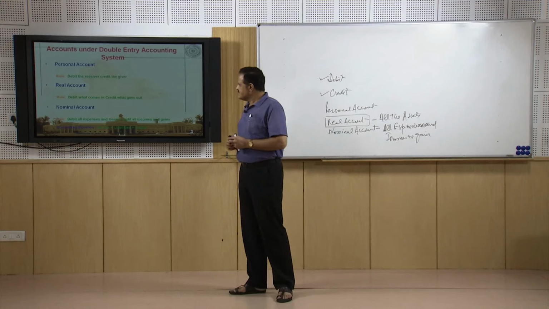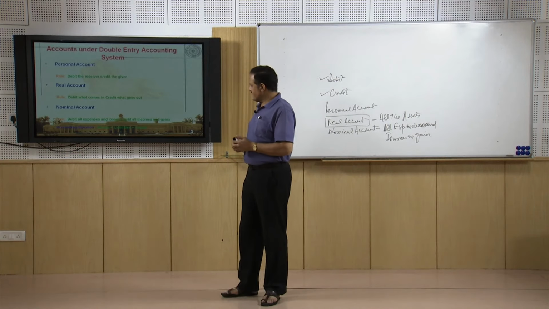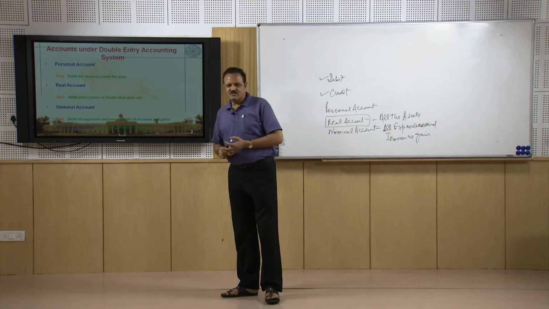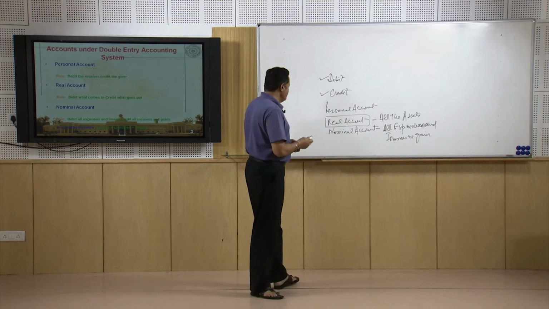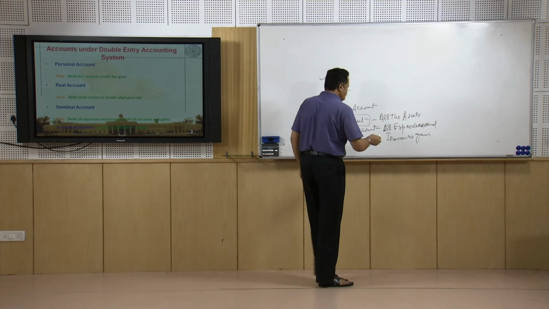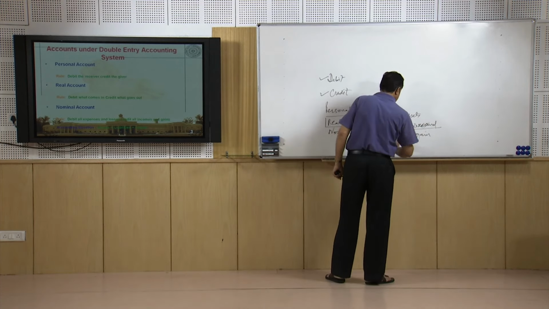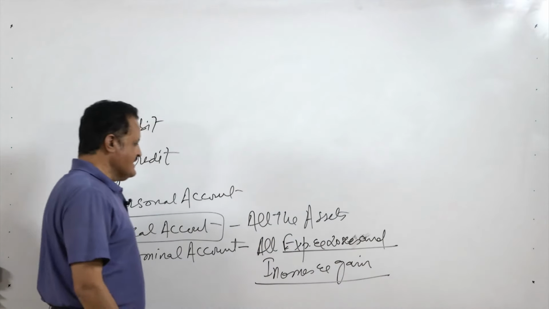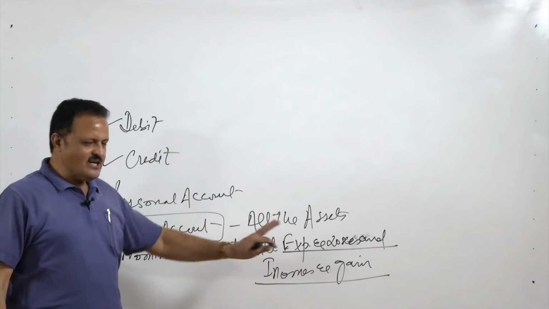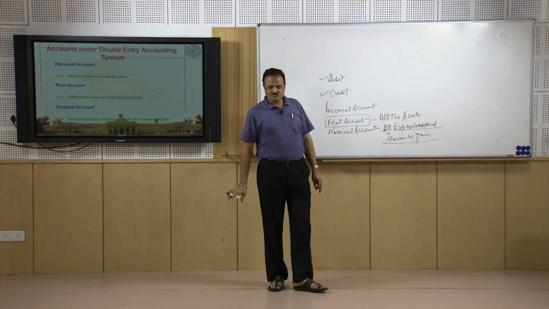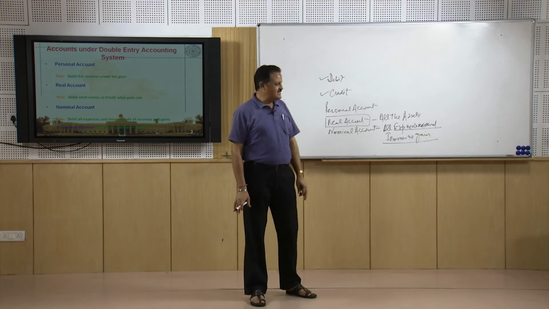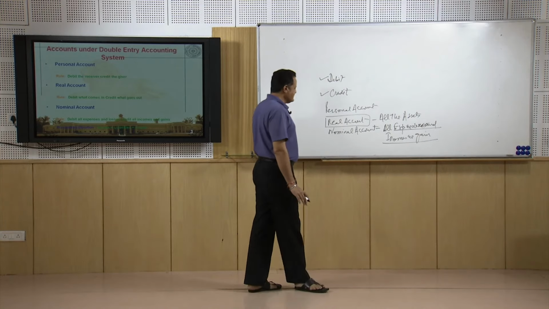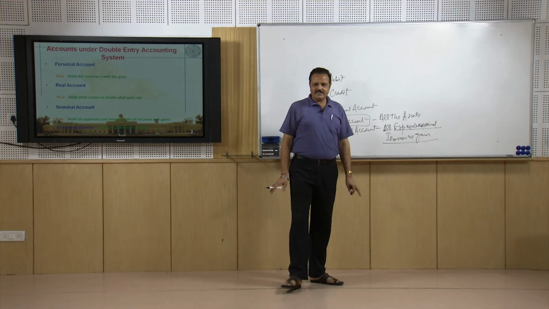Similarly, we have the third account, which is the nominal account. And in the nominal account, as I told you, we take care of two things. One is all expenses and losses, and second is all incomes and gains. So all expenses and losses will be debited, meaning they will be given the debit effect, and all incomes and gains will be given the credit effect.